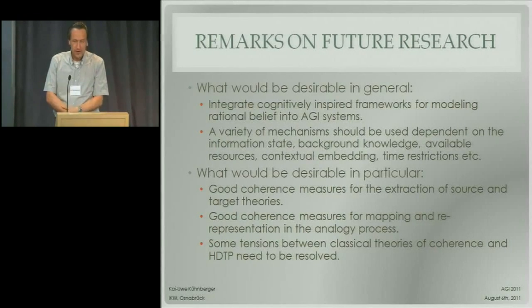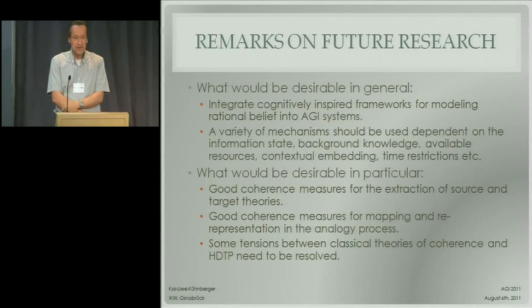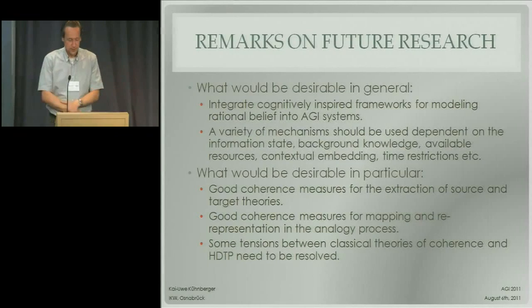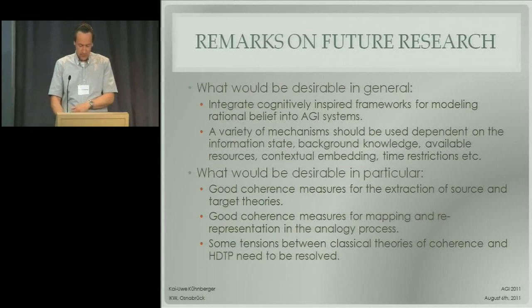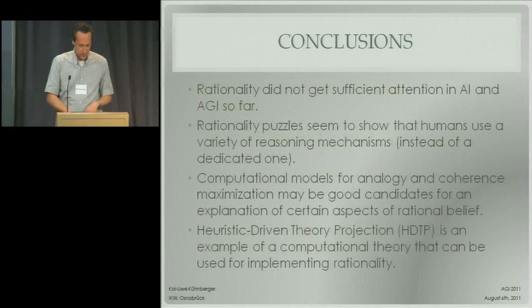What would be desirable in particular for our approaches? Good coherence measures for the extraction of source and target theories would be a good thing. Good coherence measures for mapping and re-representation in the analogy process are a necessary thing. And there is some tension, a little bit specified in the paper, between classical theories of coherence and HDTP. It needs to be resolved, but I don't think that it is not solvable.